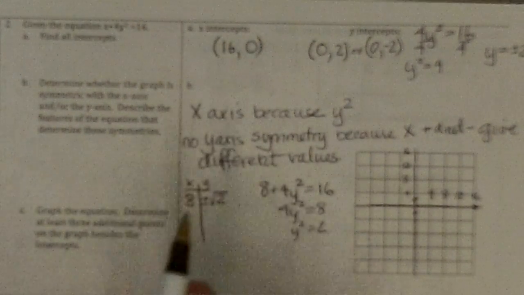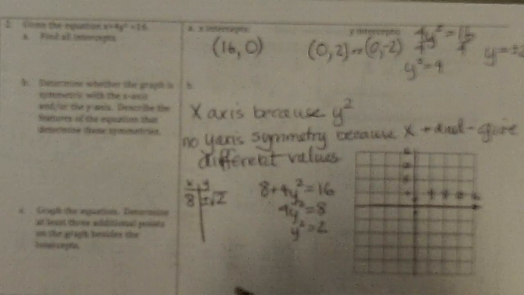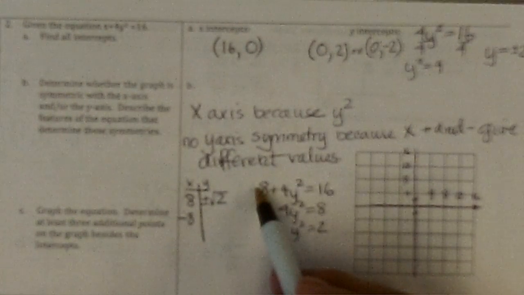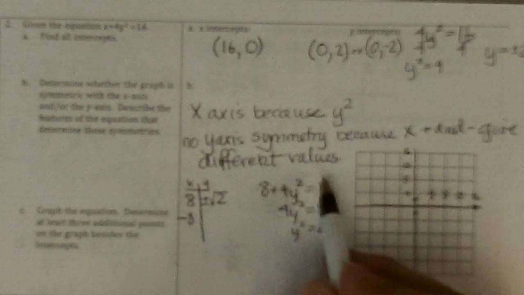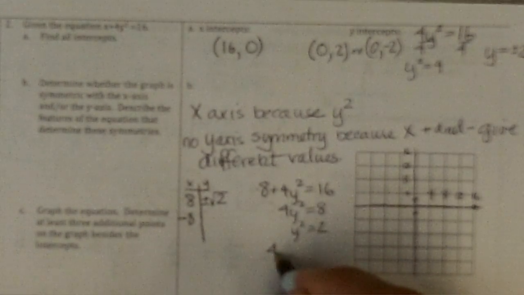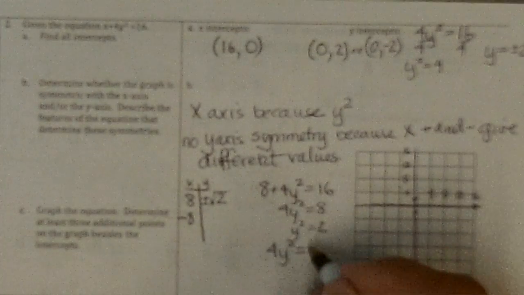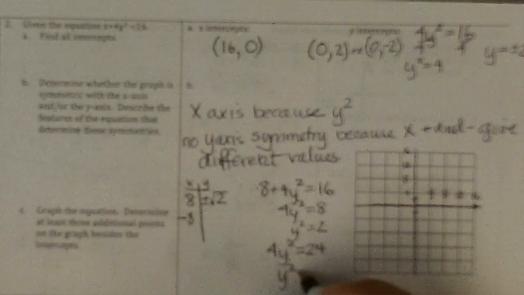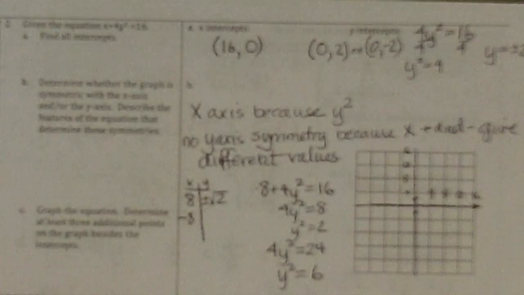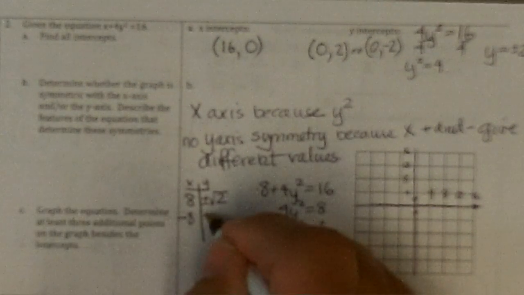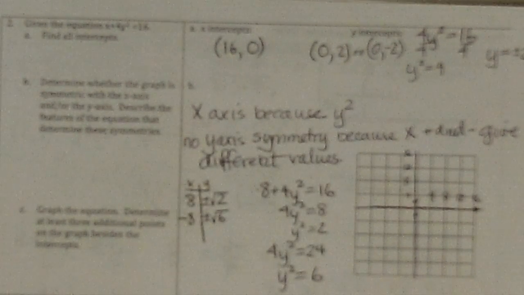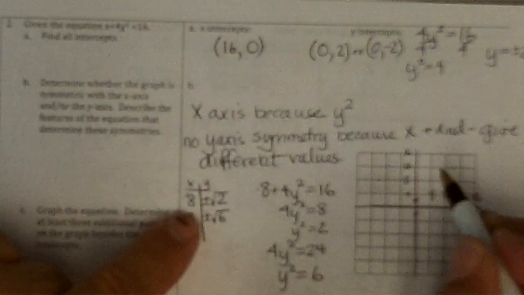So that's 2 points. And I said get at least 3, so I'm going to put in negative 8. If I put a negative 8 here and add 8 to both sides, I'm going to get 4y squared equals 24. Divide by 4 and I get y squared equals 6. So I'm going to get plus or minus the square root of 6. And those points should help me get answers for the graph.